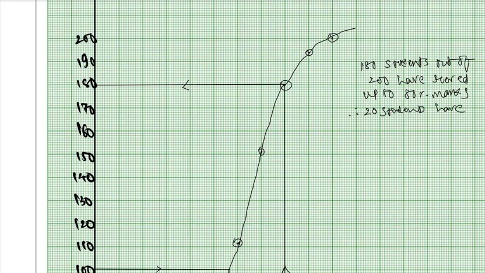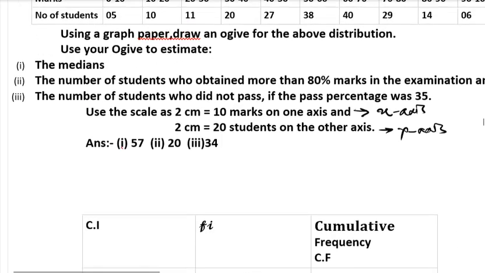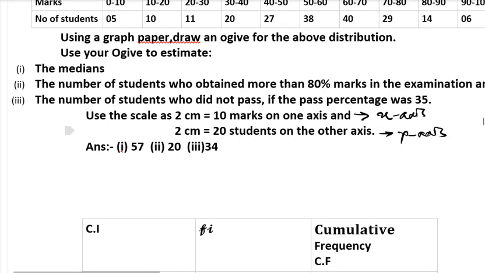have scored more than 80% marks. 20 students have scored more than 80% marks. So that was the question. The question was find the number of students who obtained more than 80% marks. The answer is 20, which is correct.